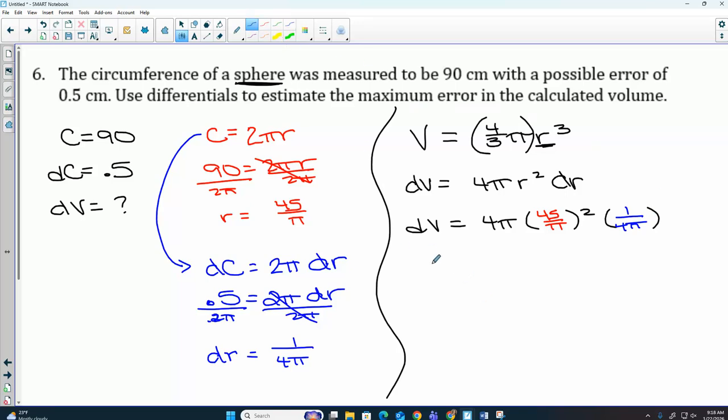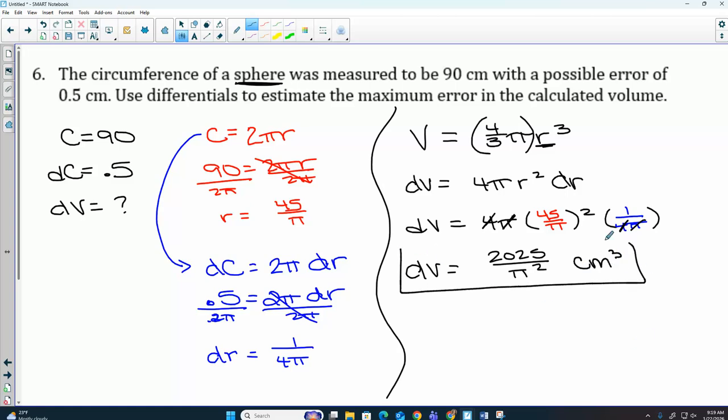So now if we clean up, I could cancel my 4s and my pi's. So really we just have 45 over pi squared, so 45 squared, 2025 over pi squared. You could certainly put that in a calculator and get a decimal, or you can leave it like this. Volume is cubed, so the error in our volume is as much. As a decimal, it's like 205.175.